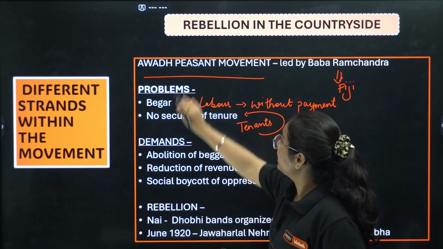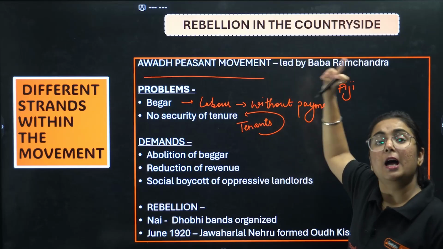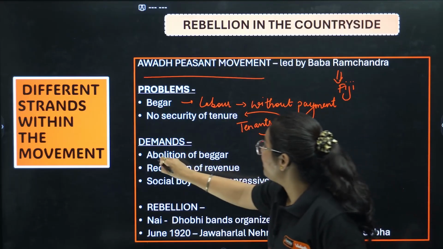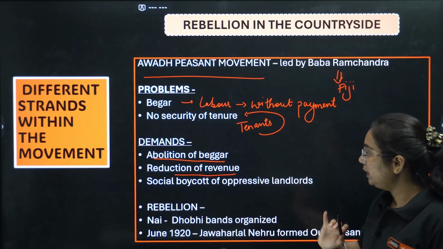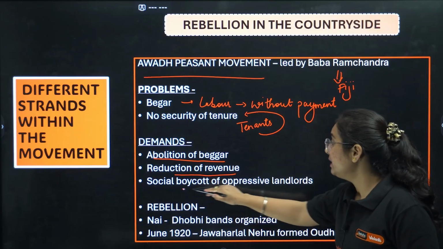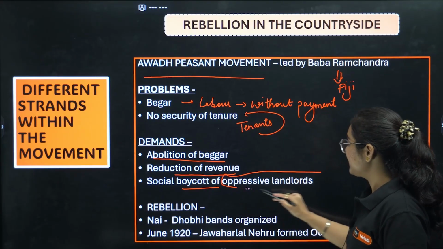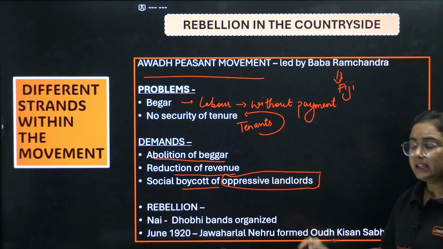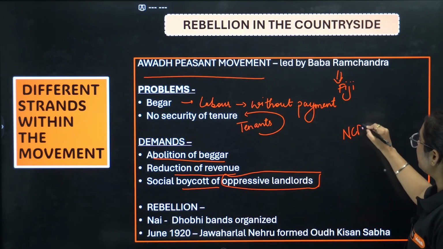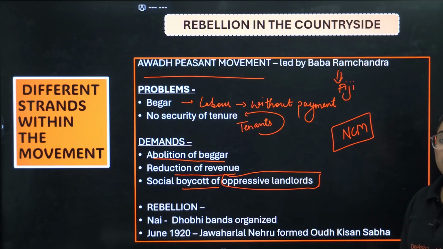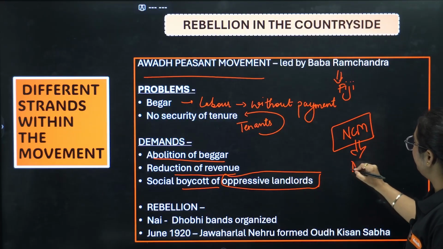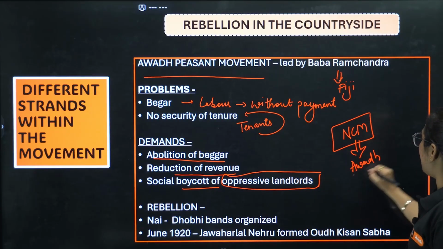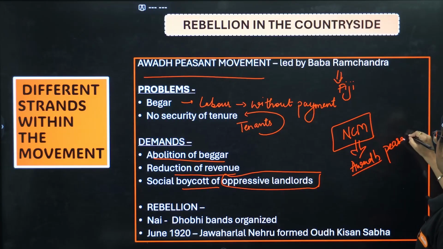The peasants here, by this movement started by Baba Ramchandra, demanded abolition of the begar system, reduction of revenue, and they started the boycotting of oppressive landlords. Now see, in India the non-cooperation movement is going on. Under this non-cooperation movement, the peasants started the Awadh peasant movement, as a part of the non-cooperation movement.